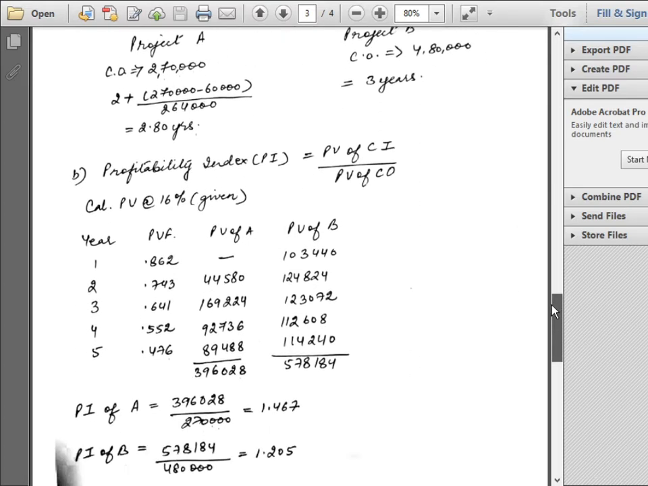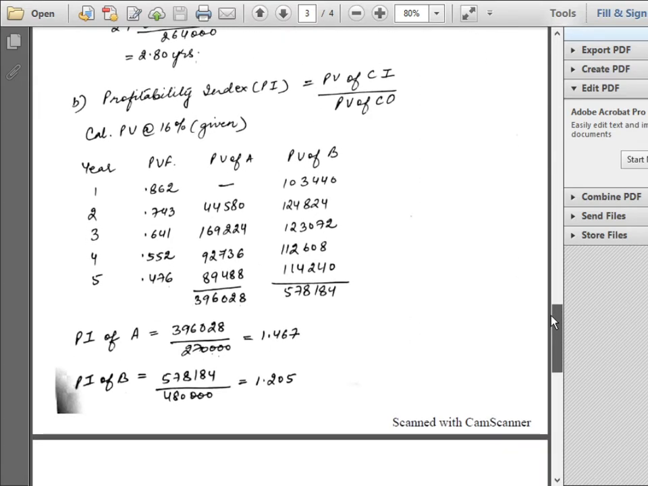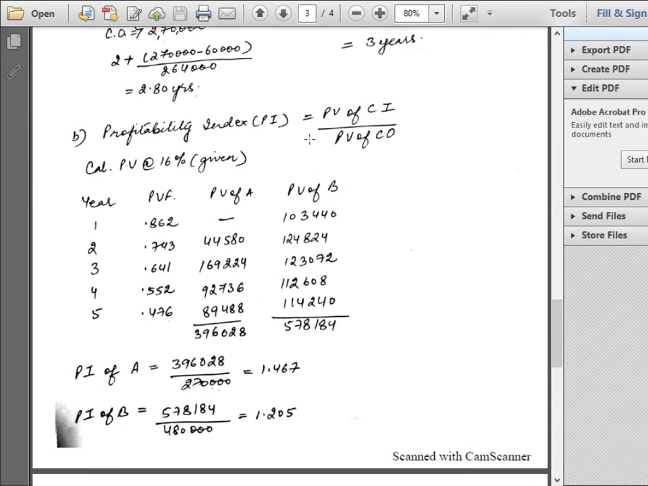The second part says to calculate the profitability index. Now the formula for profitability index is present value of cash inflow divided by present value of cash outflow. Now here you can see, first we will calculate the present value for project A and project B. So present value will be calculated at 16%. This 16% rate is already given in the question.